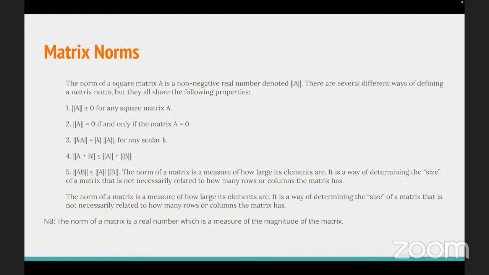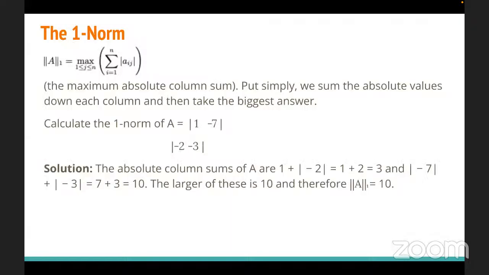The fifth rule says that when I multiply 2 matrices, matrix A and matrix B together, and I find the norm of their product, it must also be less than or equal to the product of the norms of the individual matrices. So those 5 principles guide the normalization of any matrix. We must not forget that the norm of a matrix is a real number, which is the measure of the magnitude of that matrix. Now we have types of matrix norms.